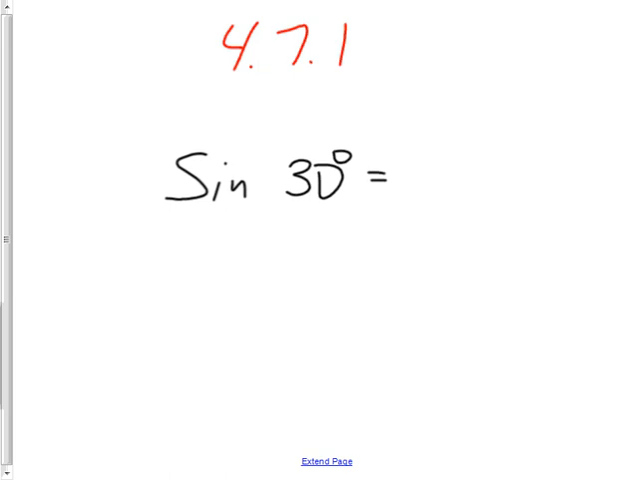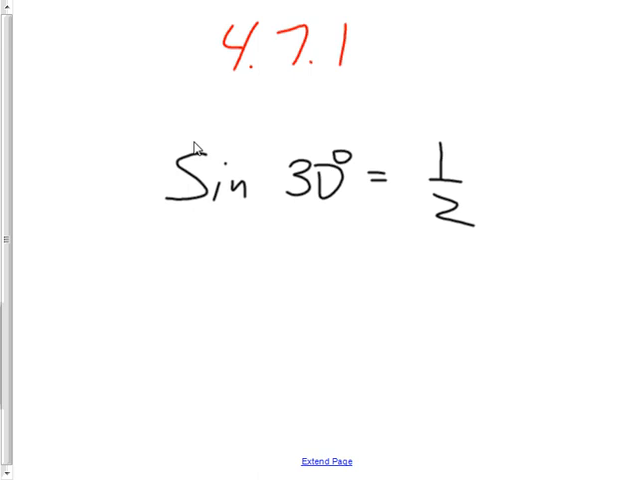4.7.1. This is about inverse functions. Now let me try to introduce this to you in a way that I think makes the most sense. If I said sine of 30 degrees is 1/2, have you got this one memorized yet? You know where I got it from, a triangle, right? From the 30, 60, 90 triangle, and we know those sides. So then what would the inverse be?